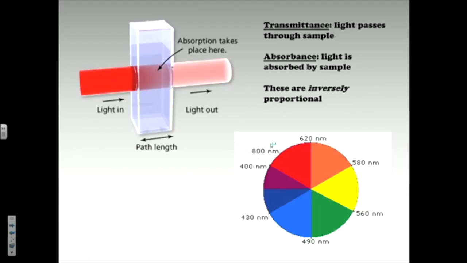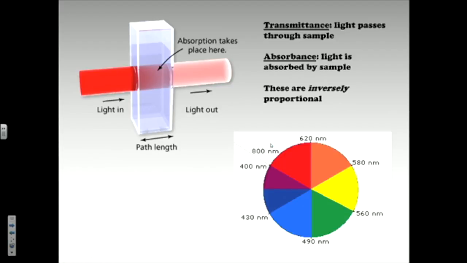You can imagine these are inversely proportional values, so transmittance and absorbance. You can't just add one to the other and get the total light you put in. It's a little bit more complicated than that, but regardless, the more light that's absorbed, the less is going to be transmitted, and vice versa. But different chemical species in solution are going to absorb or transmit light differently.